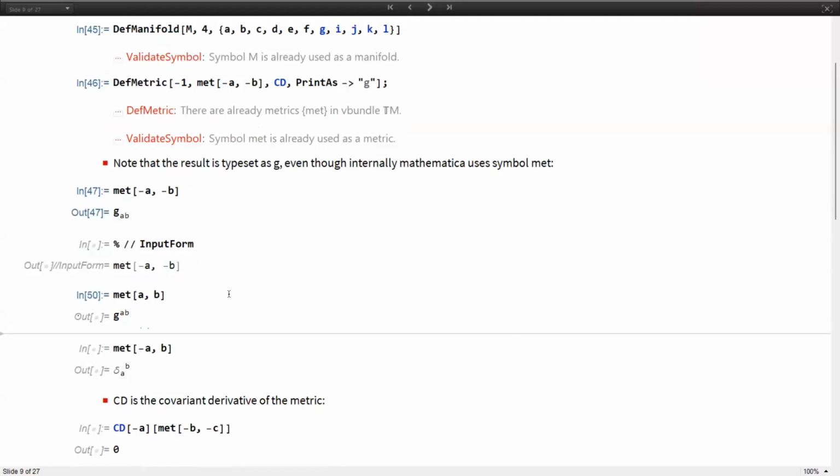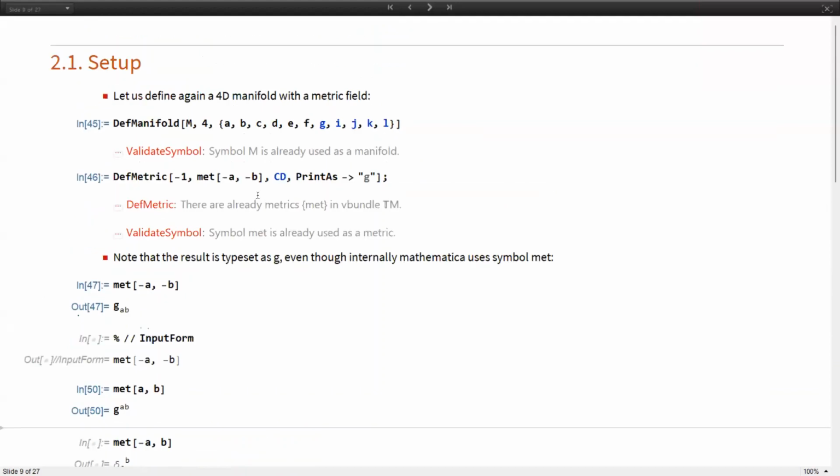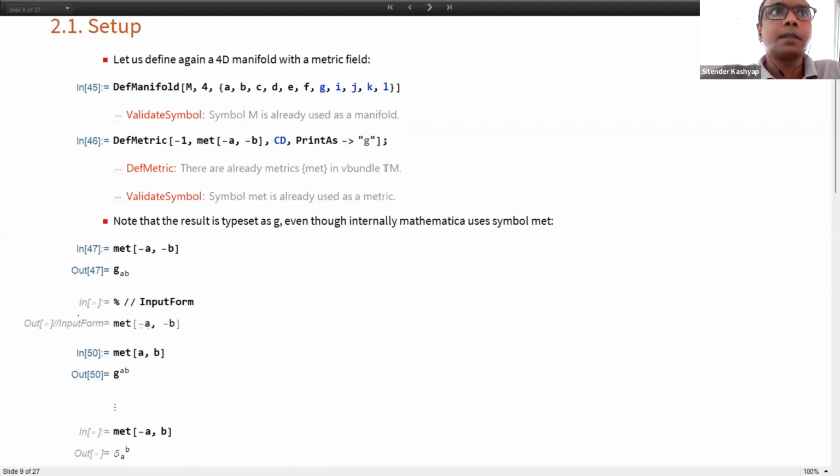And just one more small thing, sir. In this particular slide, when you are defining the manifold, the indices i, j, k, l are still in blue. Oh, sorry. I think what has happened is some of the variables did not clear up. So maybe I can restart this and then it will go. Okay, let me do that.